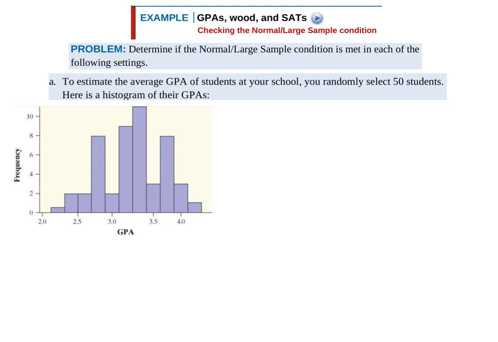Let's take a look at 3 quick examples to practice checking for that normal/large sample condition. So let's look at each of these 3 things and figure out, do they meet that condition? So first up, to estimate the average GPA of students at your school, you randomly select 50 students. Here's a histogram of their GPAs. Now, does that meet our condition?